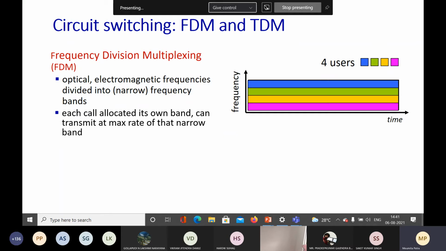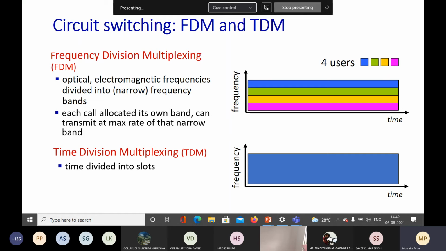But what's the problem with this? In packet switching, you could have got the entire channel with all the 4 bands for one user, if he was transmitting. But because you are dividing into different small frequencies in FDM, all the users are not getting the entire channel, so their capacity will decrease at the end. So how do we avoid this?